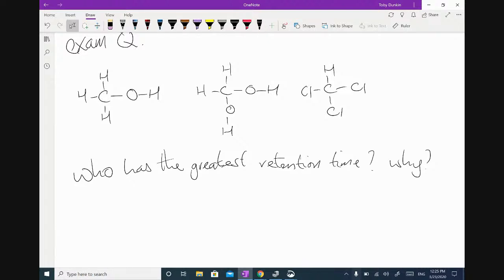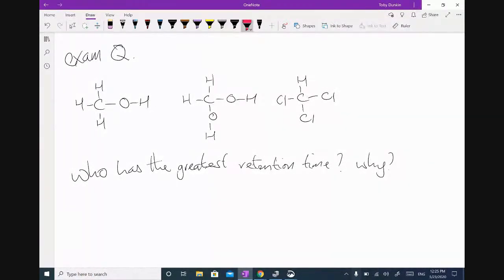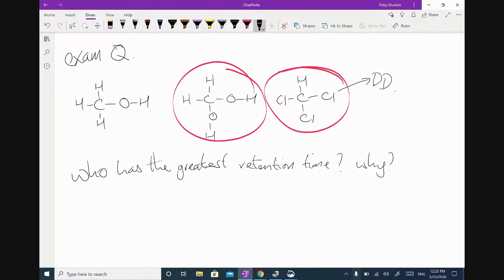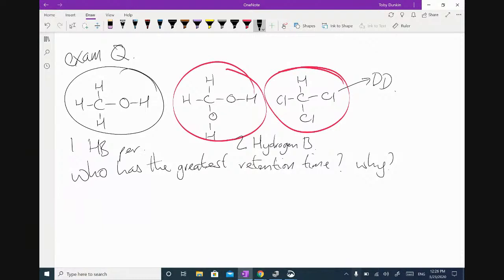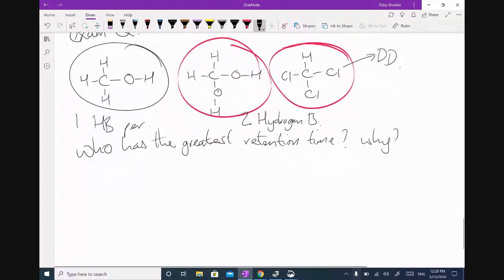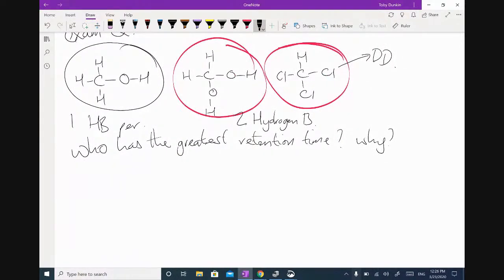So don't overthink it. It's all to do with intermolecular forces. We realize that the one that's going to have the least affinity for the stationary phase is this one. That's only dipole-dipole attractions. That's going to move through the column quickly. However, this one has got two OH groups, so it will form two hydrogen bonds per molecule, whereas this one only has one H bond per molecule. So the one that's going to have the longest is going to be methane diol. That will have the highest because it has two hydrogen bonds per molecule, therefore the highest affinity for the stationary phase. Answer: who has the greatest? Methane diol. Let's state that straight off the bat. Why? Two hydrogen bonds per molecule.